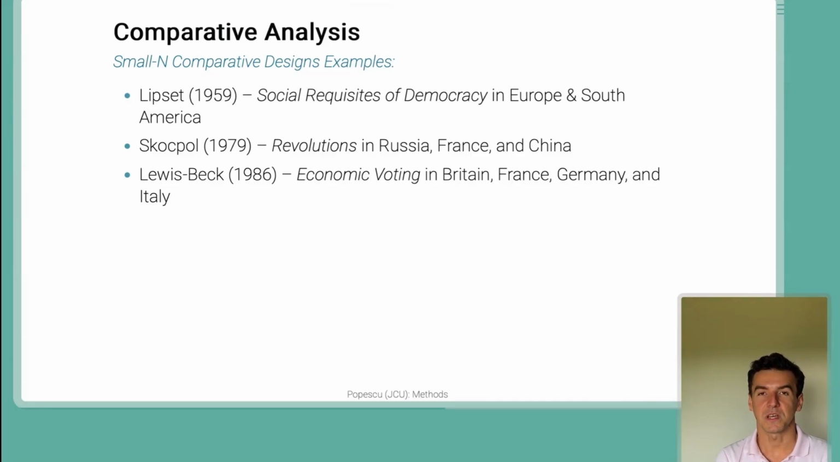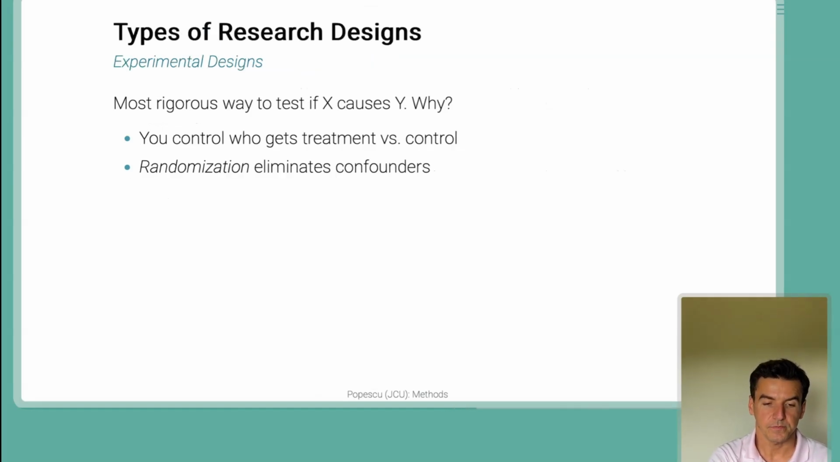Okay, so small n comparative designs from political science. Lipset in 1959 wrote Social Requisites of Democracy in Europe and South America. Skocpol wrote Revolutions in Russia, France, and China. Or Lewis-Beck, who focused on economic voting in Britain, France, Germany, and Italy.